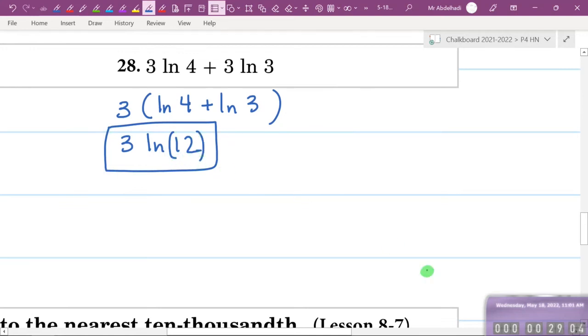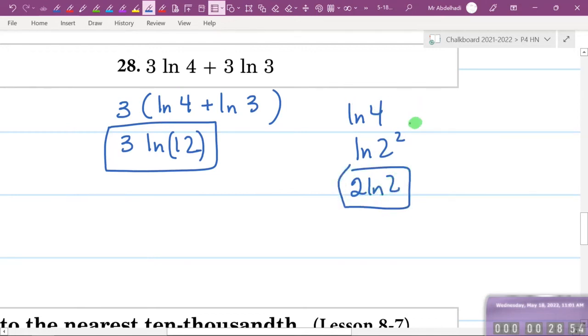But I was going to say, if your final answer was ln 4, that's ln 2 squared. So you write it as 2 ln 2. You wouldn't leave it as ln 4. But 12 is fine.